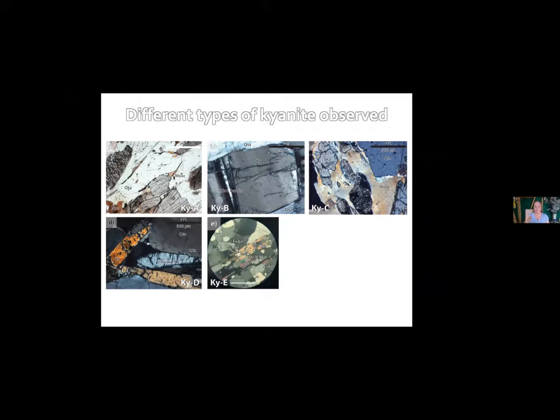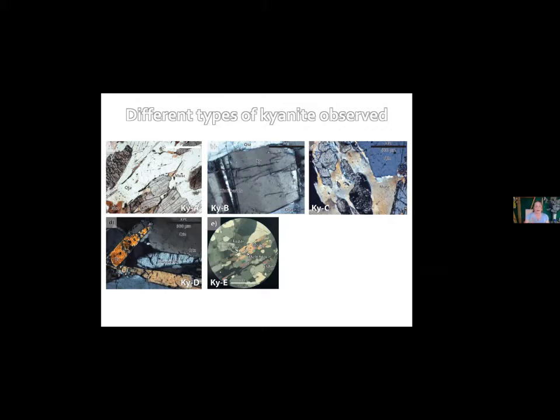Then we've also got very similar bladed looking kyanites that are found in the granite, in the leucosome portion. Then also in the granite, we have these rounded, more corroded-looking kyanites that are surrounded by optically continuous grains of muscovite.